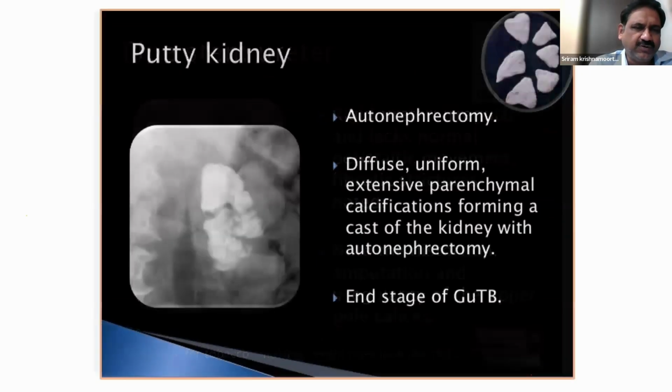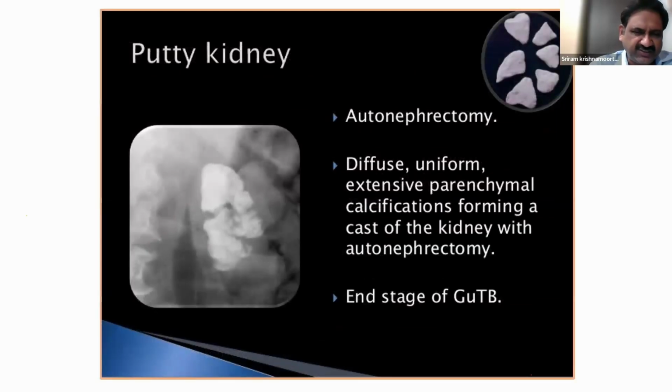You should also know the various differences between schistosomiasis causing damage to the ureter and the ureteral involvement in tuberculosis. Putty kidney, which I mentioned earlier, is the end stage of genitourinary tuberculosis. The kidney becomes non-functional, which is called autonephrectomy. Next slide.